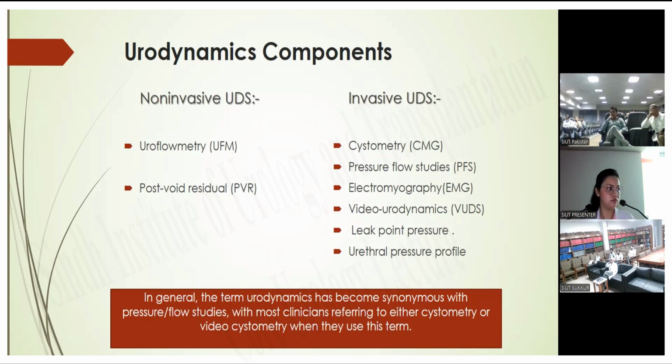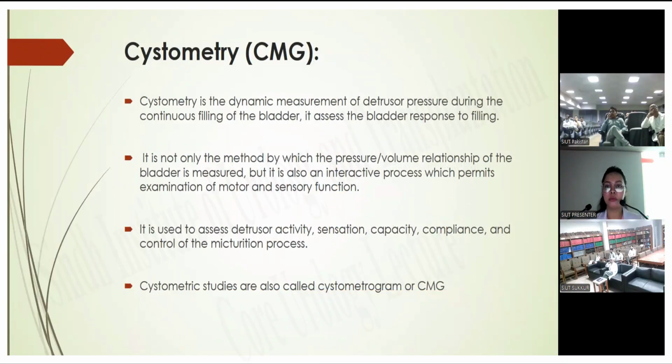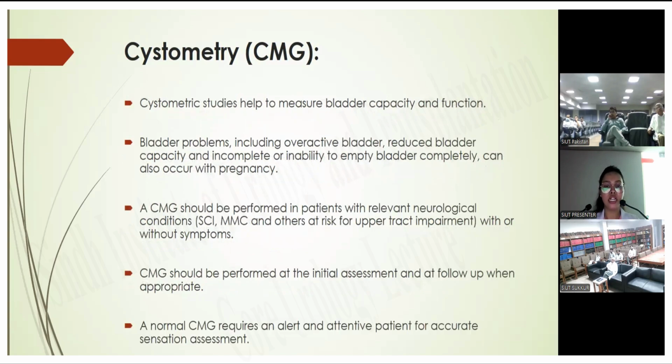Now moving forward towards cystometry, it is a dynamic measurement of detrusor pressure during the filling phase. It is not only the method by which the pressure-volume relationship of the bladder is measured, but also an interactive process which permits the examination of motor and sensory function. It is used to assess detrusor activity, sensation, capacity, compliance, and control of the micturition process. Cystometric studies help to measure bladder capacity and function. Bladder problems including overactive bladder, reduced bladder capacity, and incomplete or inability to empty the bladder completely can also occur with pregnancy. So we can order this test in those patients.